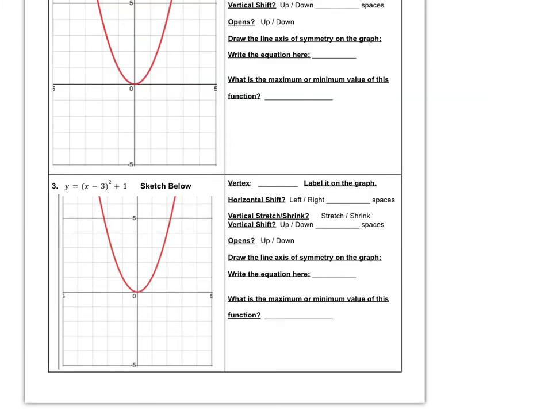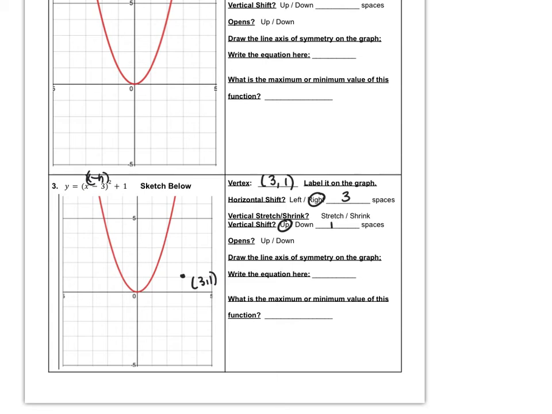So I'm going to jump to problem number 3, and first I'm going to find my vertex. Since I've got 3 being subtracted inside the parentheses, that means x minus h. My h value is 3, and I've got a plus 1 in the end. My k value is 1. So that means my vertex is going to be over 3, up 1. That's the only point that I need to graph with 100% accuracy. So my horizontal shift was right 3 spaces, and my vertical shift was up 1 space.